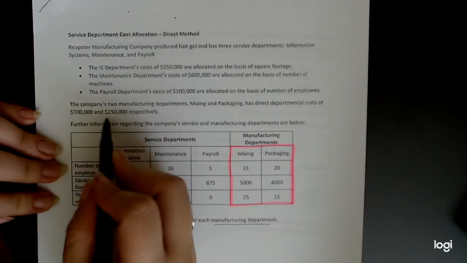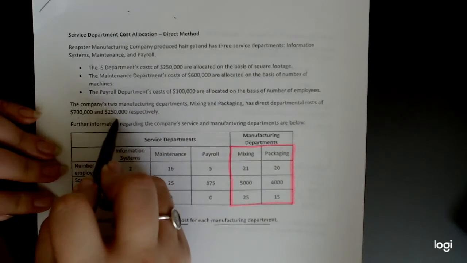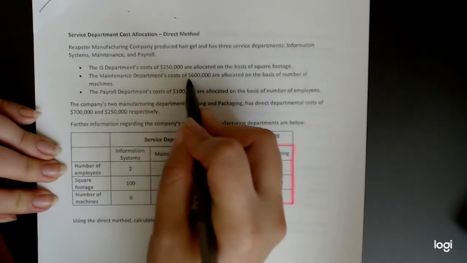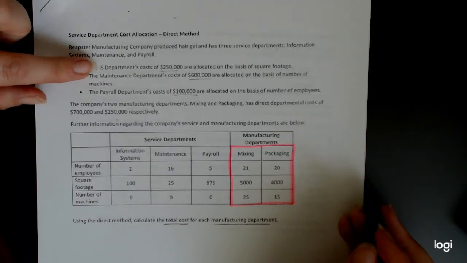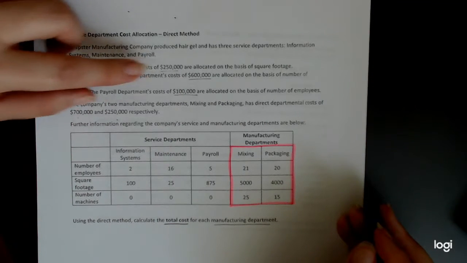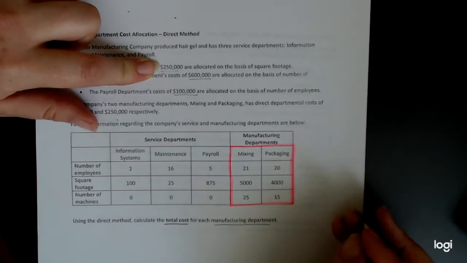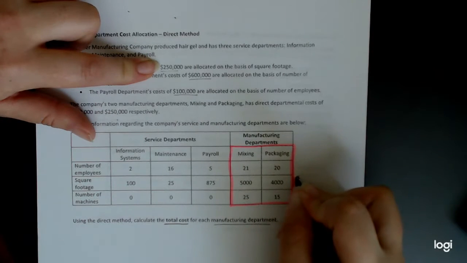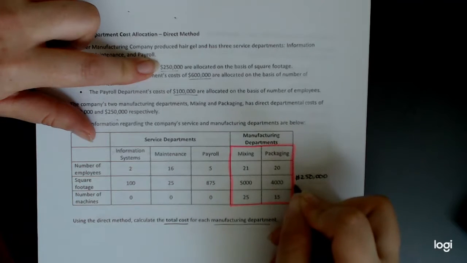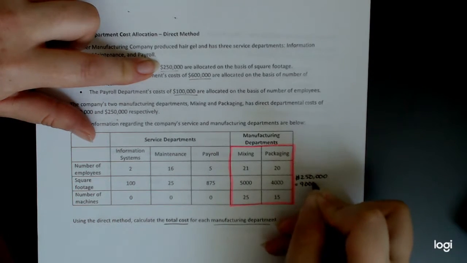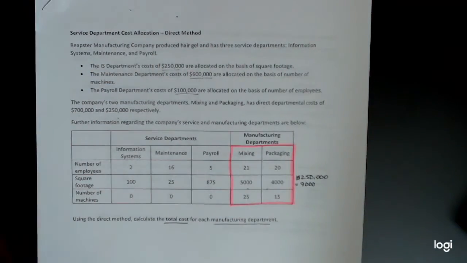The problem already gives us a few direct costs for mixing and packaging, but they're also telling us a bunch of service costs that are related to this company as well. The first one is the information systems department. They have costs of $250,000 that they are going to be allocating based on square footage. So square footage is this one here, 250,000. And we have a total of 9,000 square feet for analyzing those manufacturing departments.